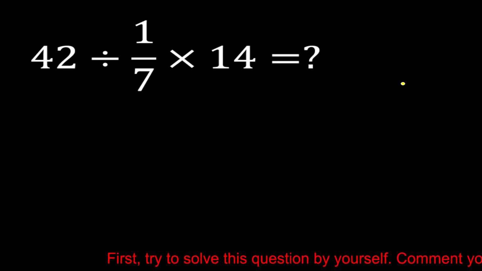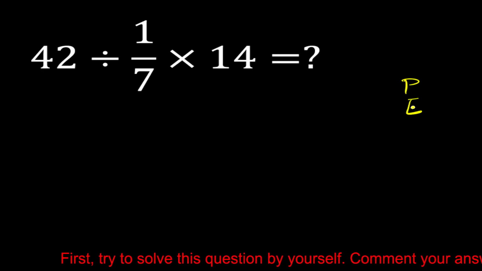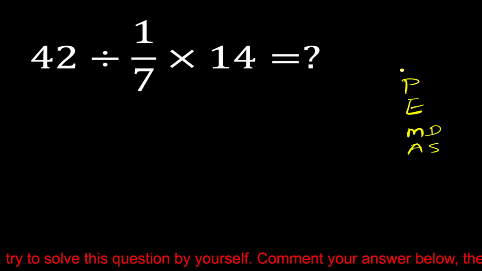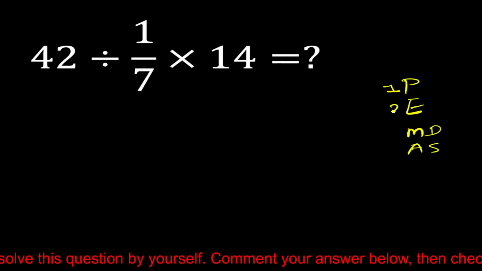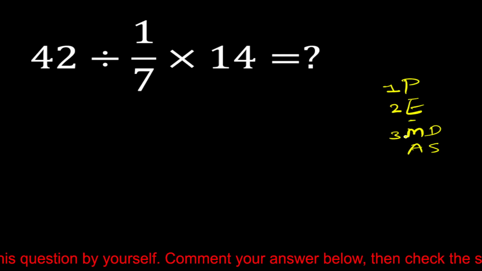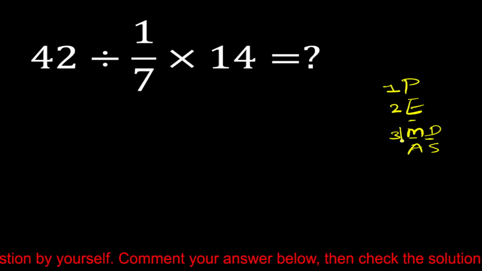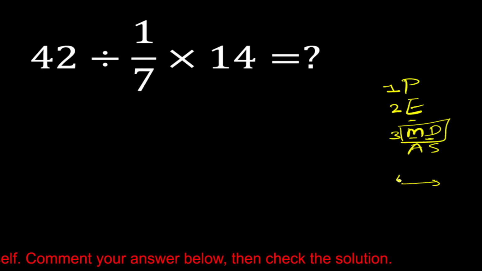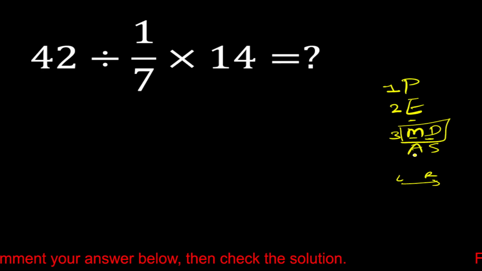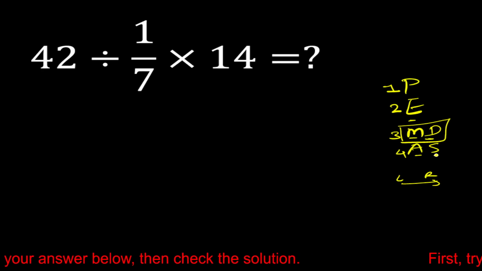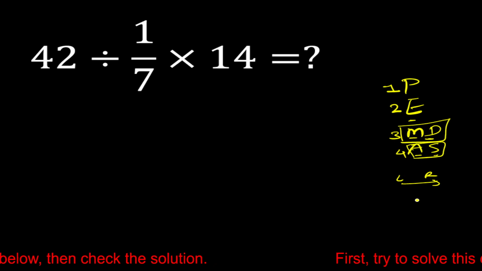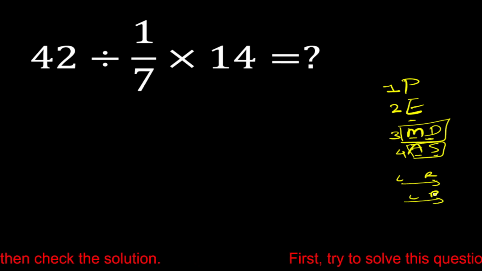Okay. So PEMDAS. According to PEMDAS, first priority is parenthesis, second priority is exponents, third priority is multiplication and division. Here multiplication and division both have equal priority, so we have to solve it from left to right. Then fourth and last priority is addition and subtraction. Also both have equal priority. Okay, so we have to solve it from left to right.